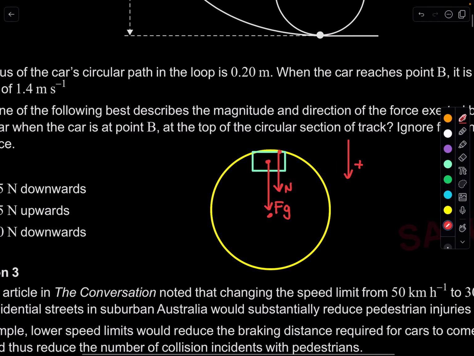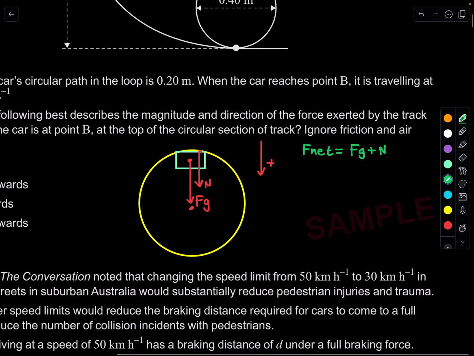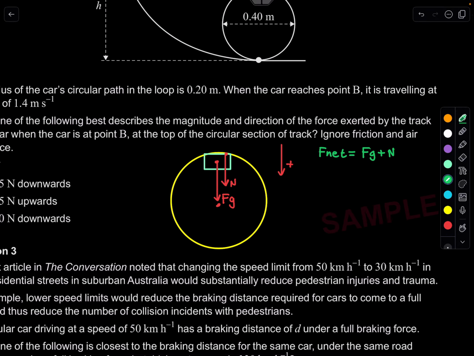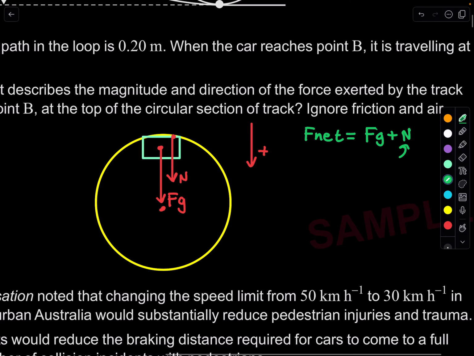So I'm going to make the net force formula now. We know that F net is equal to what? Because they're both going down and we're taking down as positive, we just add them up. Force of gravity plus normal reaction force. Now, what are we trying to calculate? It says the magnitude and the direction of the force exerted by the track on the car. So that's our normal reaction force. So we're trying to calculate N.